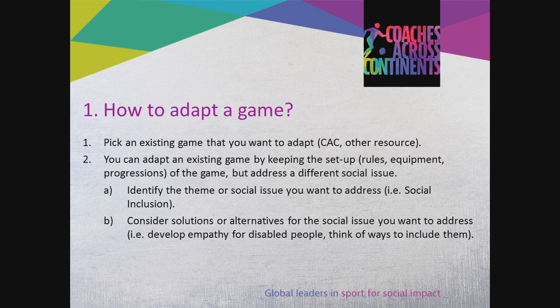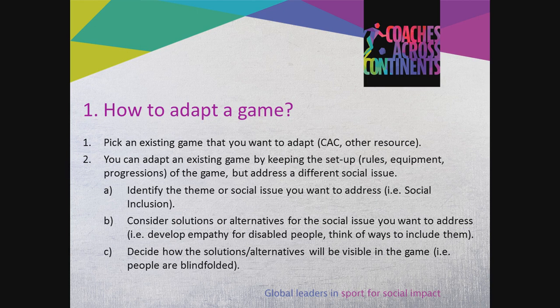So if we stick with the example of social inclusion, we could say, okay, we want to address and we want to make some solutions visible, like for example developing empathy for disabled people, or think of ways to include them. And the third step would be that you would then decide how to make these solutions or alternatives visible in the game. And that could be done by, for example, people being blindfolded. That could help to develop empathy towards people who are blind.